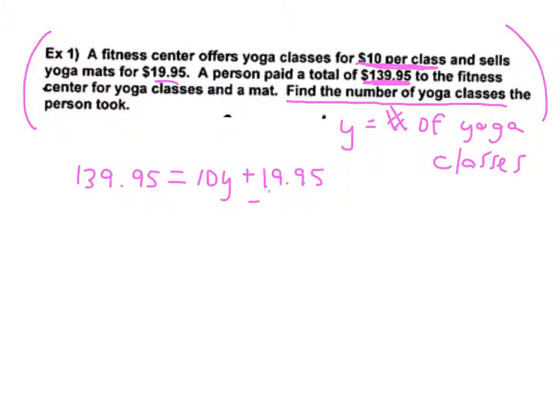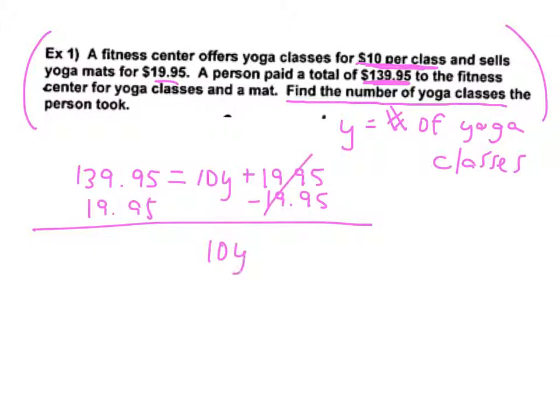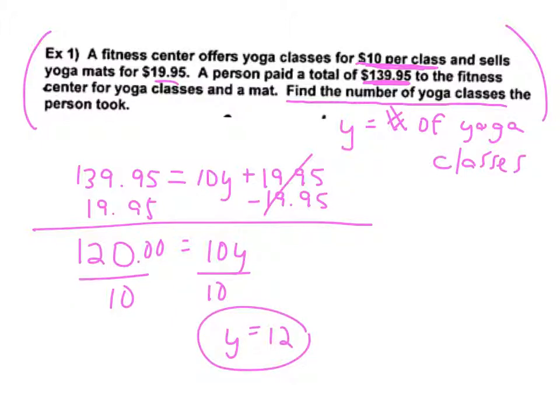So I have to do my two-step equation, which you know how to do. Subtract $19.95 from both sides. And when I do that, I get 10y equals, and then this would be 120, I hope. All right, so then I divide by 10, and I would get 12. So the number of classes would be 12 yoga classes. All right, pretty simple. Let's do 3 more.